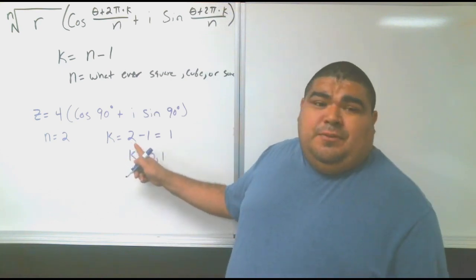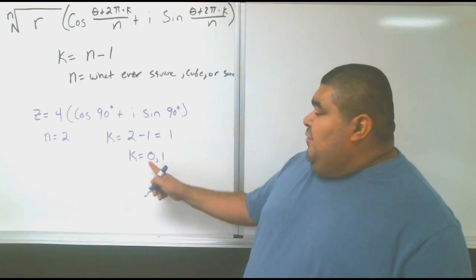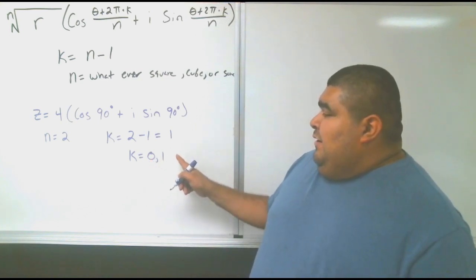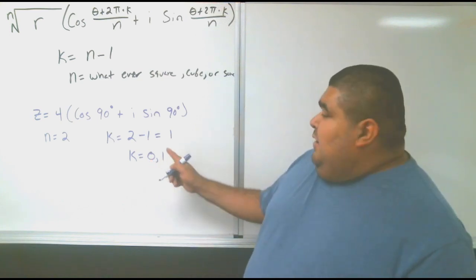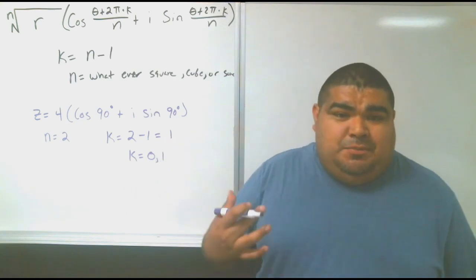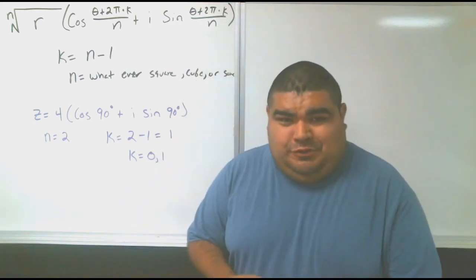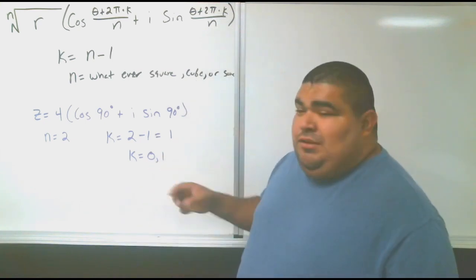If the 2 was a 3, then 3 minus 1 would have been 2. That means that the numbers you're looking for are 0, 1, and 2. So the bigger the number is, the more possibilities you have, which means we have to solve for more numbers. Here we're only solving for 2, because we only have 2 possibilities.